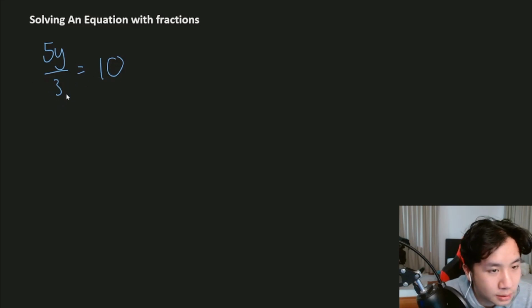And I want to get rid of this 3. To get rid of this 3, I know over means divide, so I'm just going to do times 3, because that says divide by 3. So I'm going to do times 3 on this side as well.